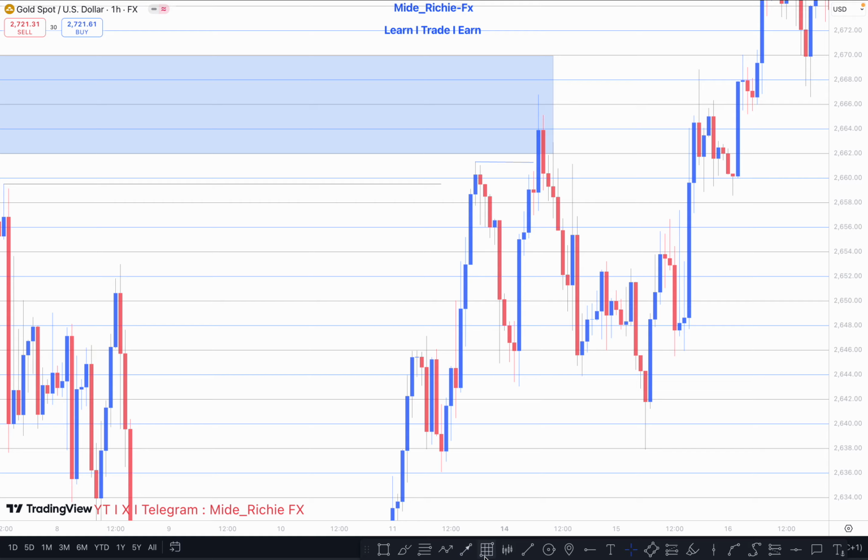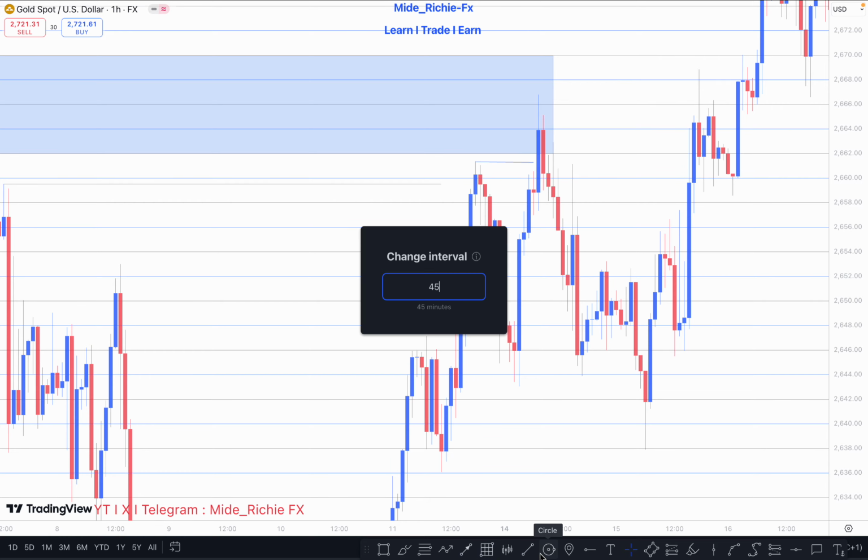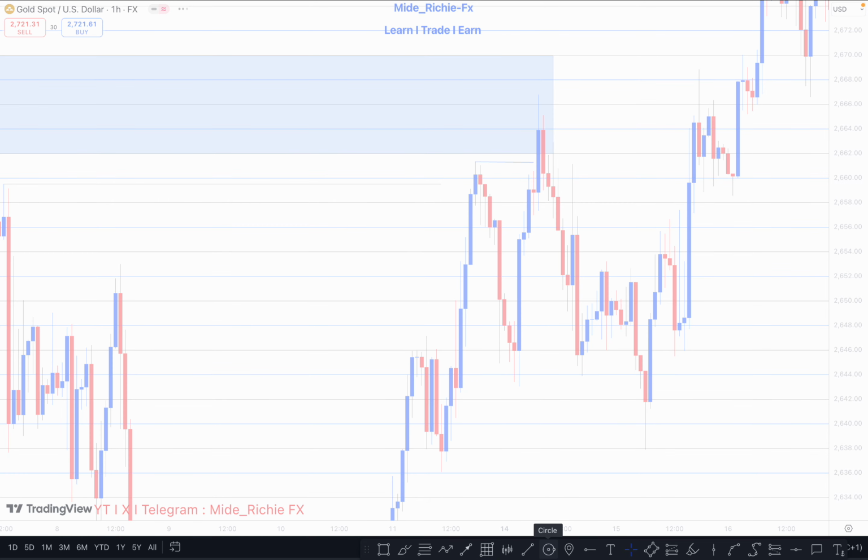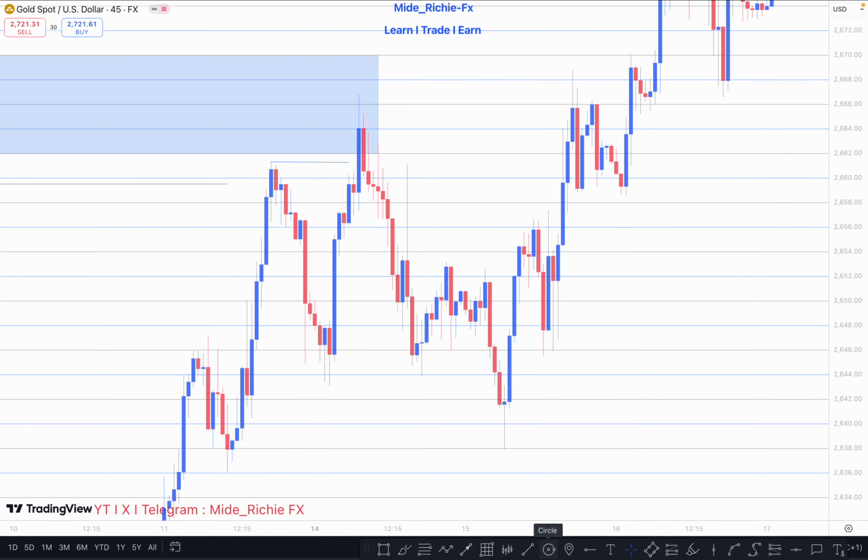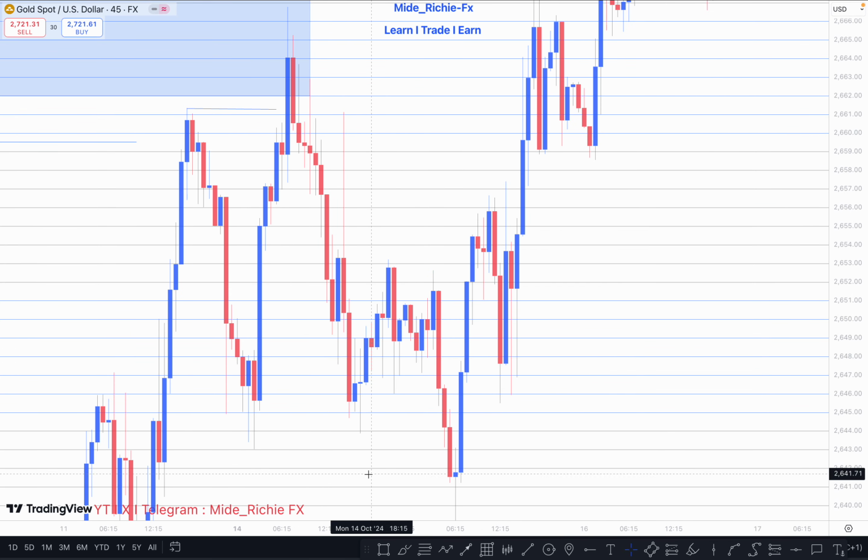So I see this very clean demand zone right here. I think I need to go to a lower time frame right now. Though I'll be switching time frames because I'm actually explaining something, right? It's not like a breakdown. I'll be switching time frames also to make better explanations.